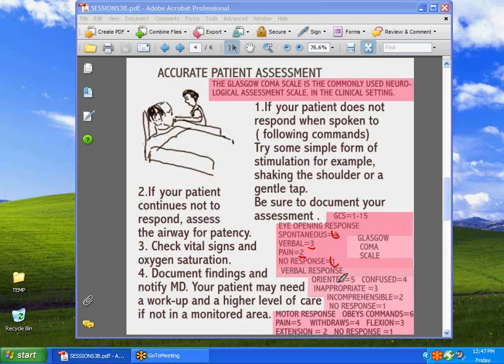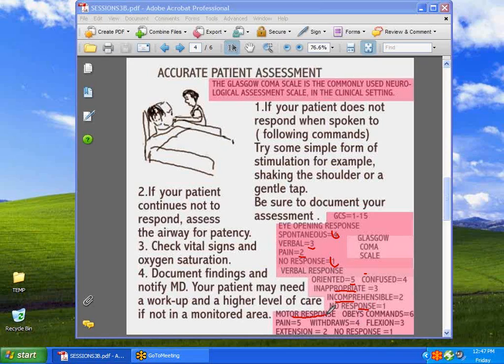Now let's take a look at orientation. You may have a patient fully oriented and awake. You may have the one who's awake but confused. And how about the inappropriate patient who tells you, when you ask him what day of the week it is, he tells you who the president is? And how about the incomprehensible who makes sounds like a cow maybe? Well, if there is no response, that brings you back to 1.